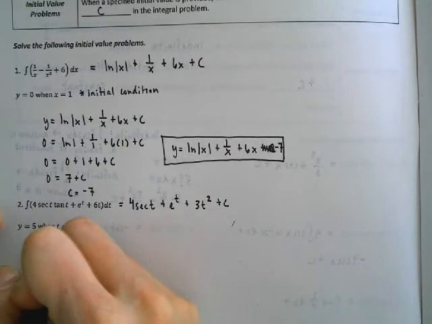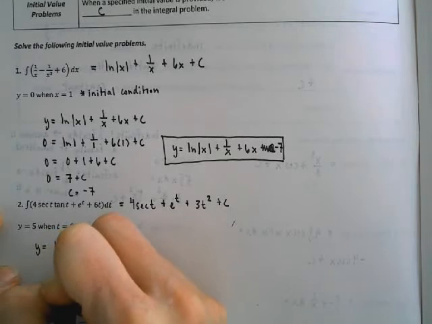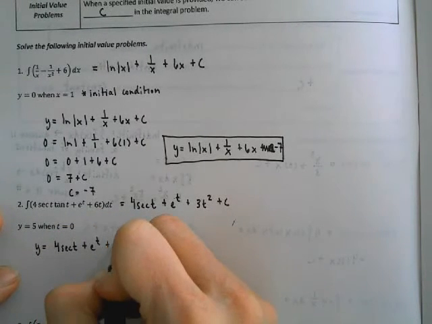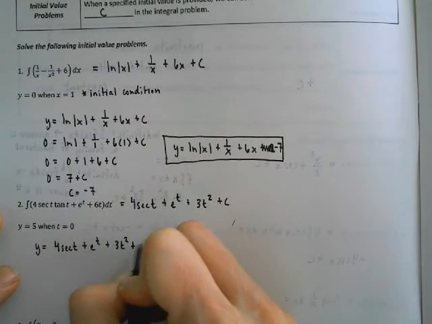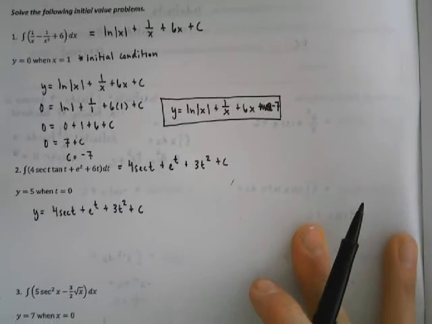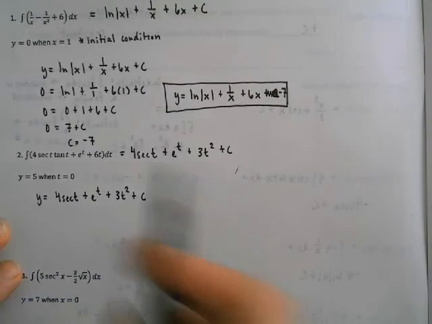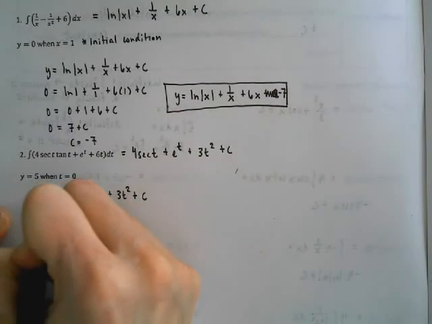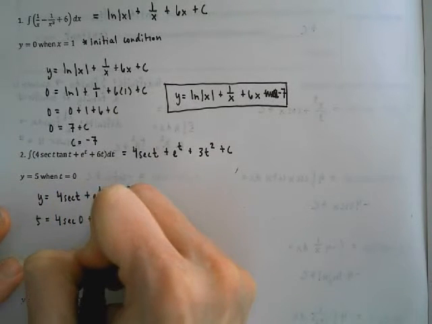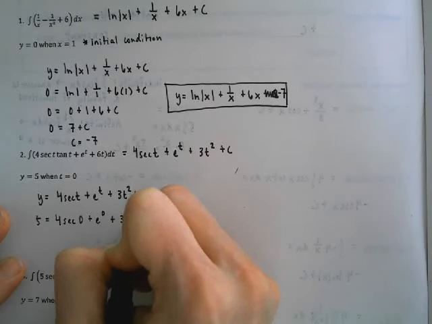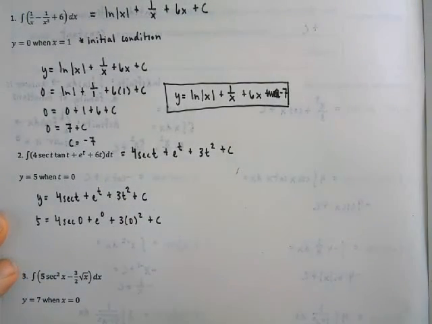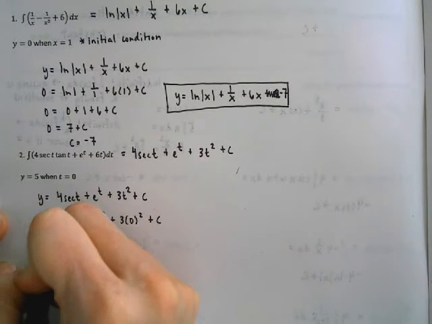So now I'm going to write this as y equals 4 secant of t plus e to the t plus 3t squared plus c. And I'm going to substitute my values from my initial condition. So y is equal to 5 when t is 0. So 4 times the secant of 0 plus e to the 0 plus 3 times 0 squared plus c. We can go ahead and simplify and solve for c.